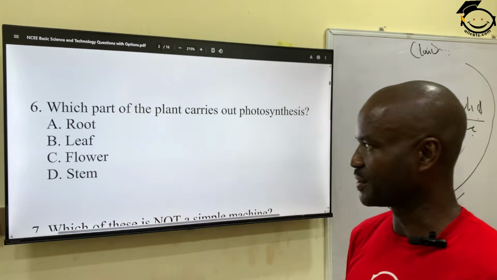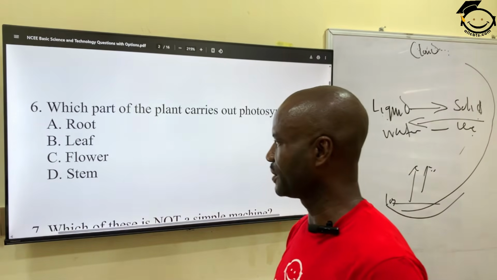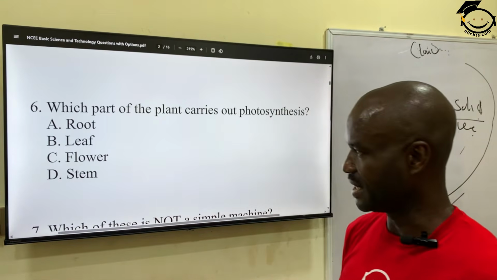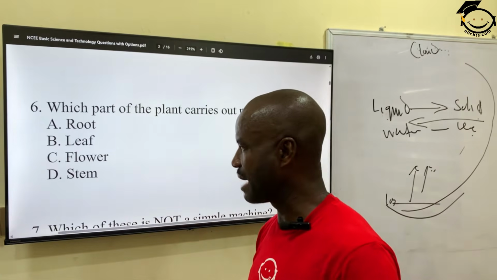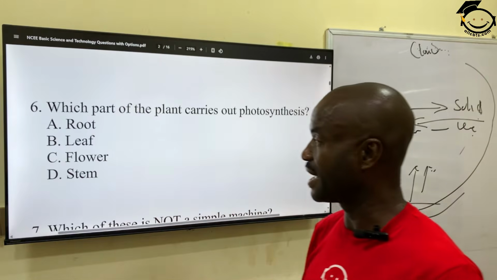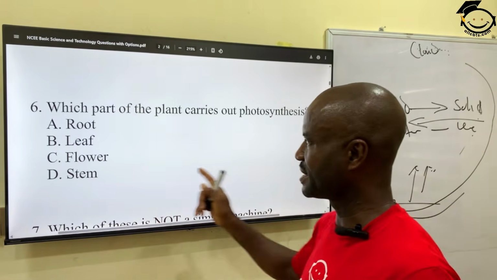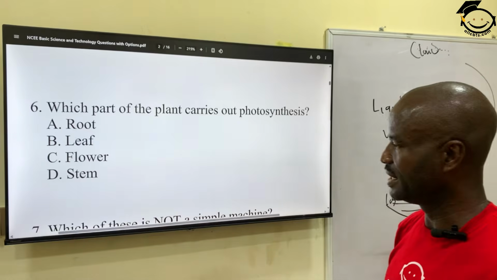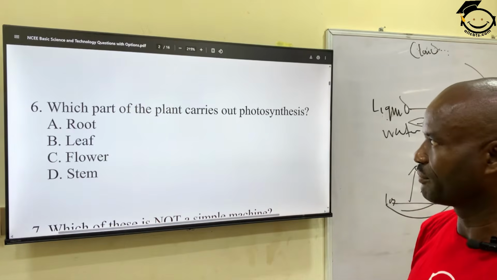Flower no, does not have the green structure. Stem. Yes, stem. Often some have green, but it doesn't carry out photosynthesis. So the only part that recognizes that it helps to carry out photosynthesis is B, which is the leaf. The leaf is the part that's essential for photosynthesis.